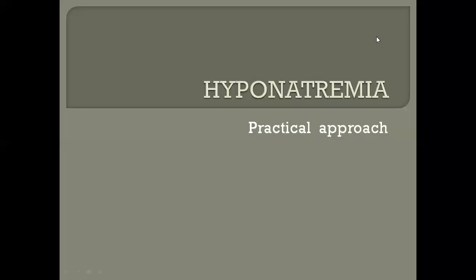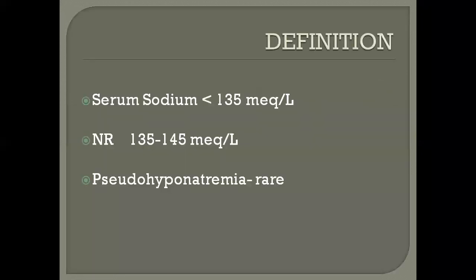Right. So today we will discuss a practical approach to hyponatremia. So, definition. Hyponatremia is defined as serum sodium less than 135 milliequivalents per liter. The normal range is 135 to 145.